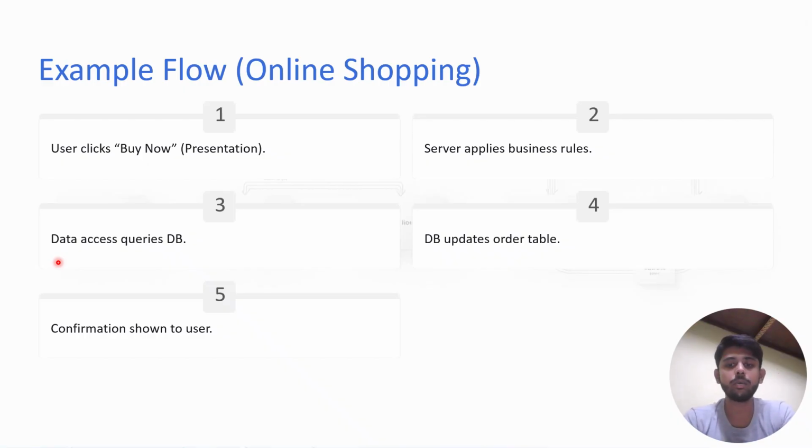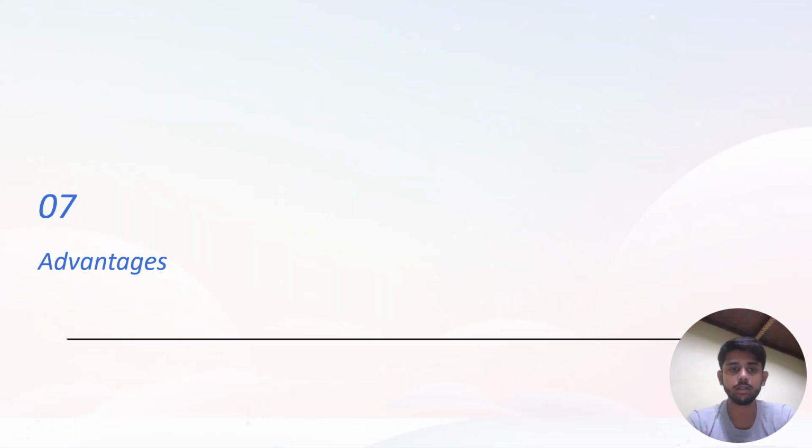Suppose you click on a product and you click on buy now, then the database will first retrieve all the information about the product as well as the user. Then it will create a new order which will be updated into the database, and then confirmation will be shown back to the user on the presentation layer.